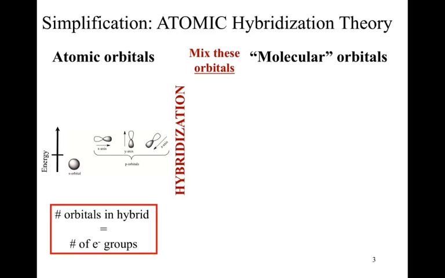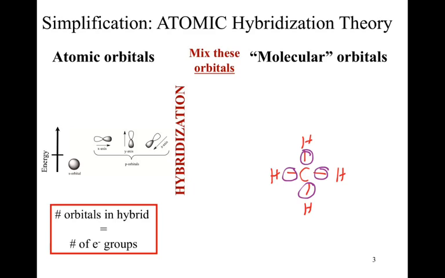Well, how do we know what orbitals to mix? That's going to come back to looking at our structure, so the Lewis structure is still important. The number of orbitals that go into our hybrid, or our mix, must equal the number of electron groups. So if we pick the example that we've been working with, methane, CH4, we have 4 electron groups. There's electrons, there's electrons, there's electrons, there's electrons.